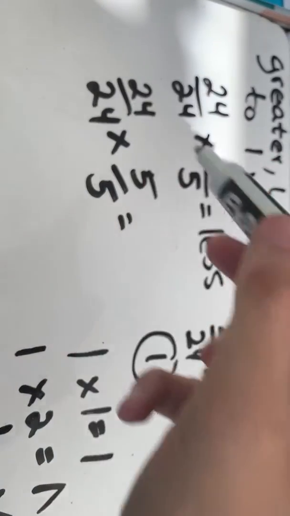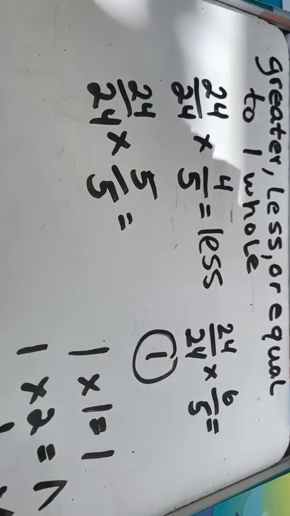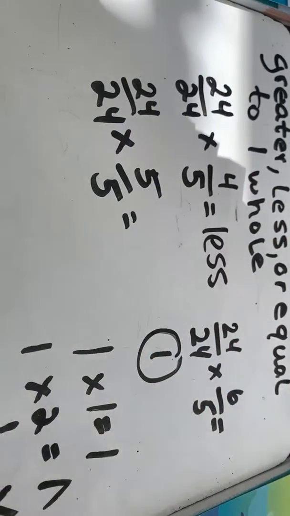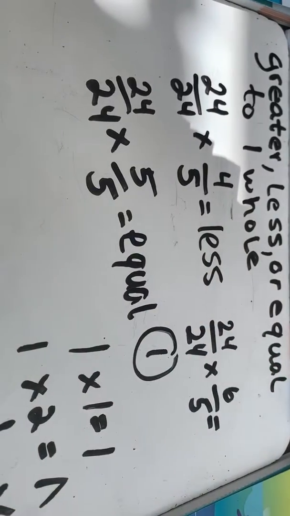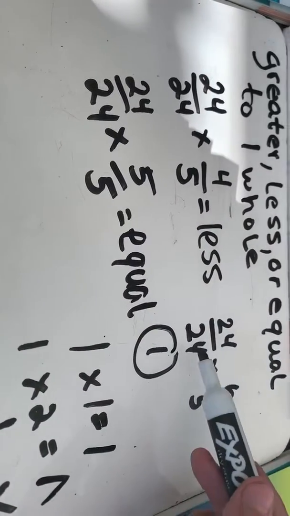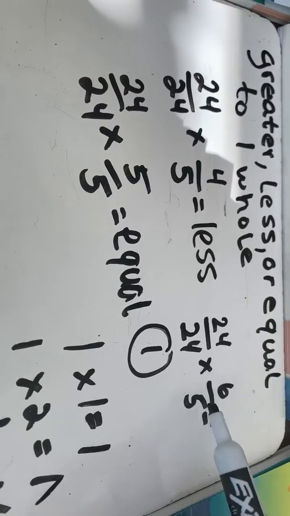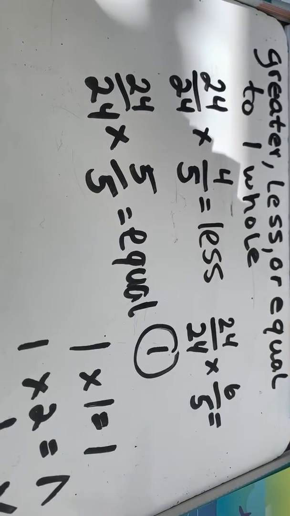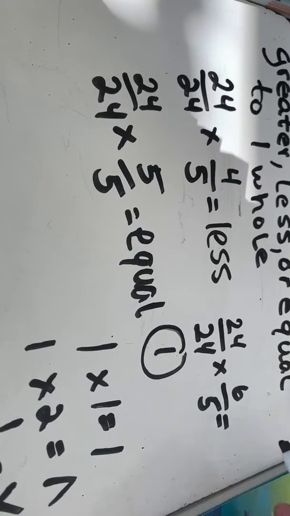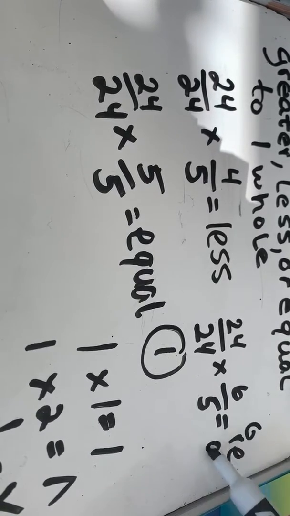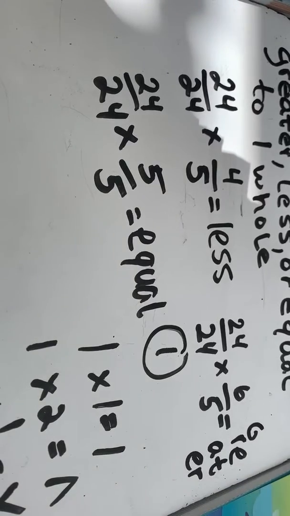If we have 24/24ths times 1 whole, similar to the example we did down here, this is pretty much just saying 1 times 1. So we know it'll be equal to 1 whole. And lastly, 24/24ths times 6/5. 6/5 is more than a whole because 5/5 is a whole. If we know it's more than a whole, then we know this answer is going to be greater.